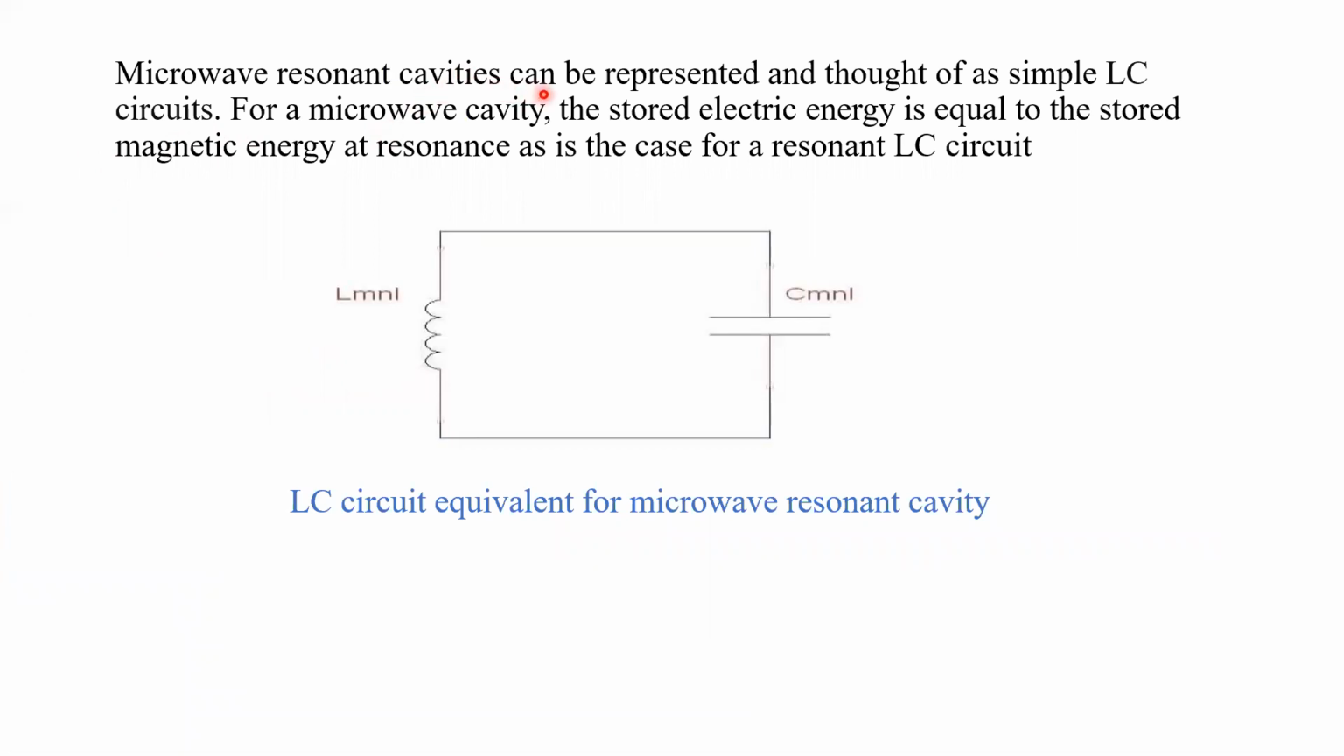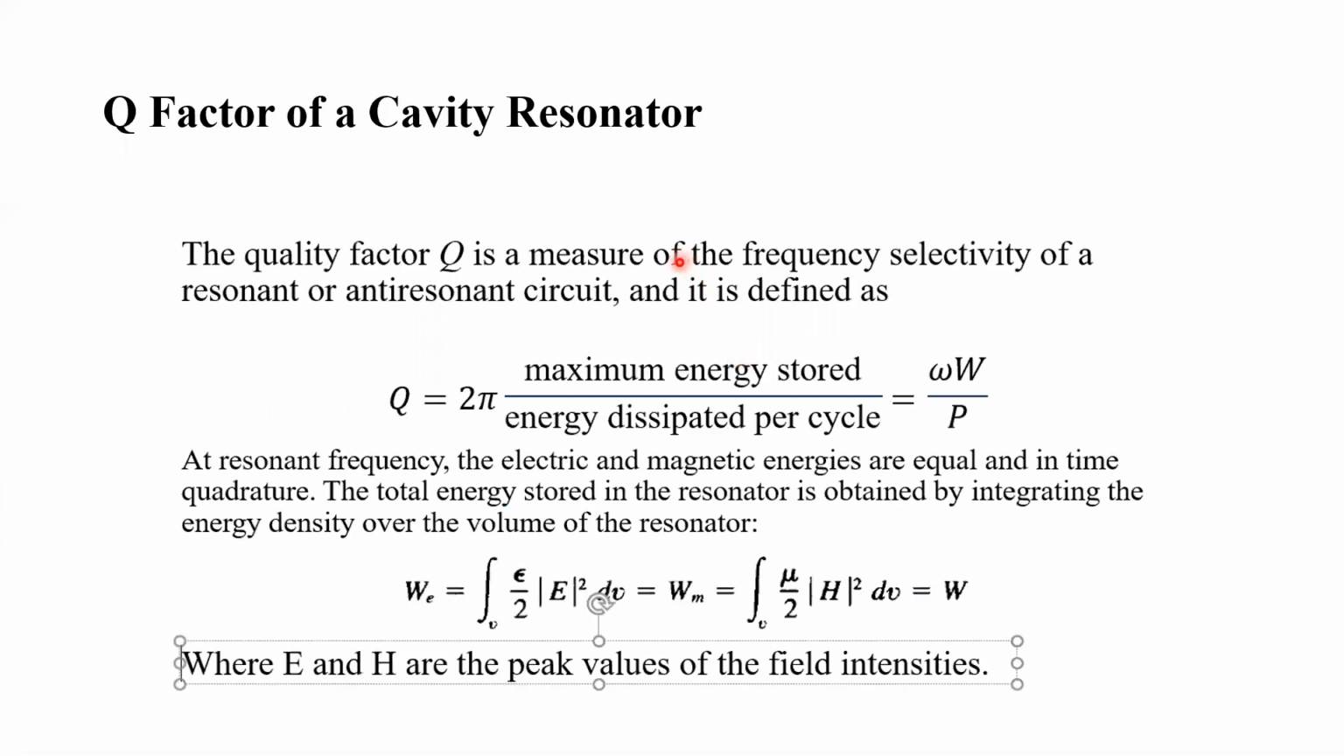Microwave resonant cavities can be represented and thought of as simple LC circuits. For a microwave cavity, the stored electrical energy is equal to the stored magnetic energy at resonance, as is the case of a resonant LC circuit. This is the L inductor and this is the capacitor. From this, we can define the resonance frequency and quality factor.